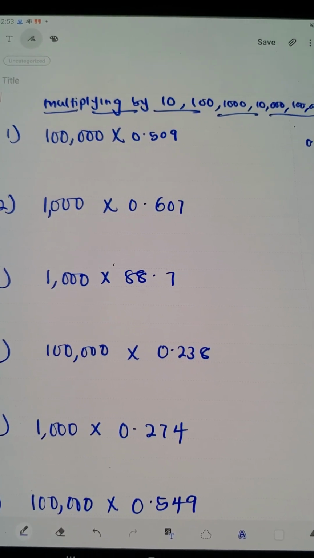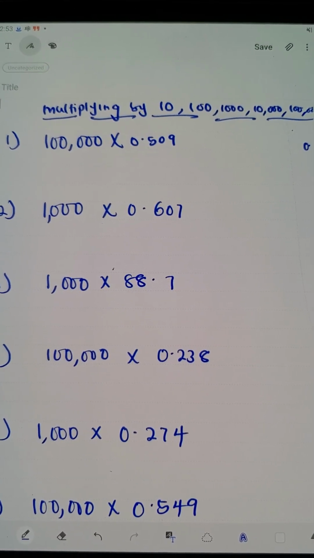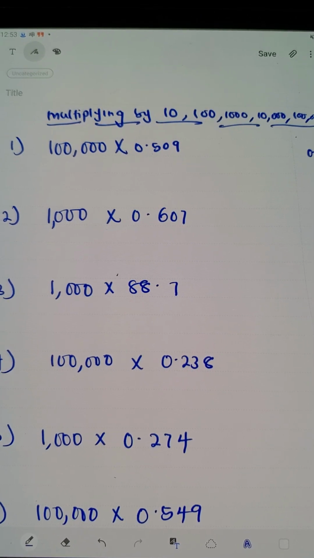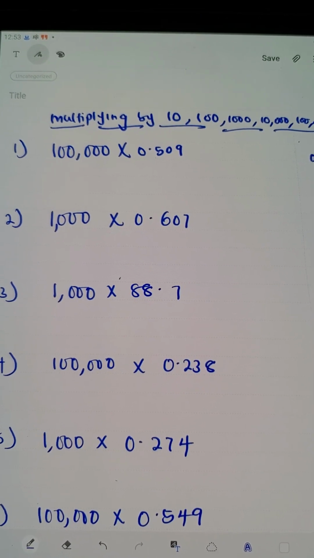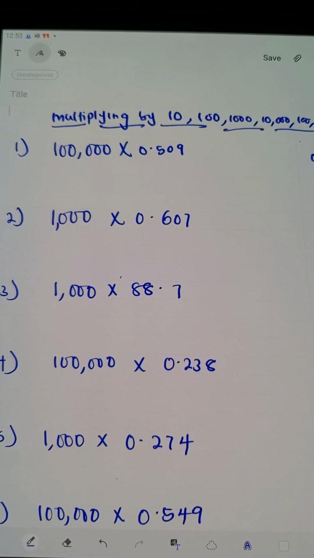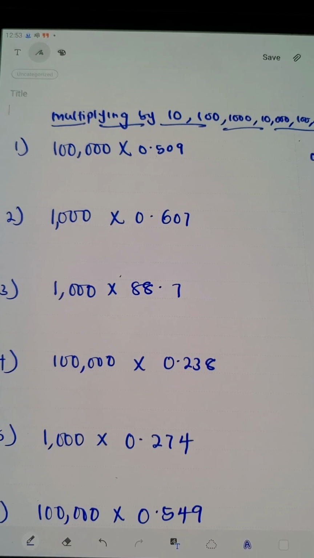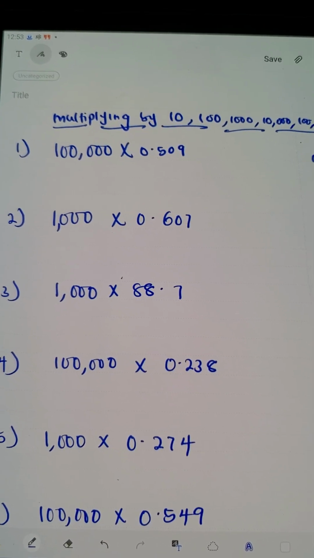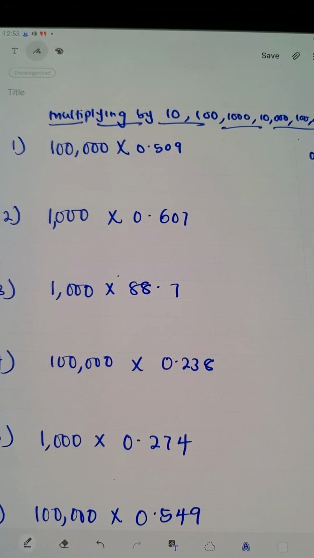Multiplying by 10, 100, 1,000, 10,000, 100,000, and 1 million can also appear in different forms, but bear in mind that you're still using the same method. If it is division, you count backward. If it is multiplication, you count forward.